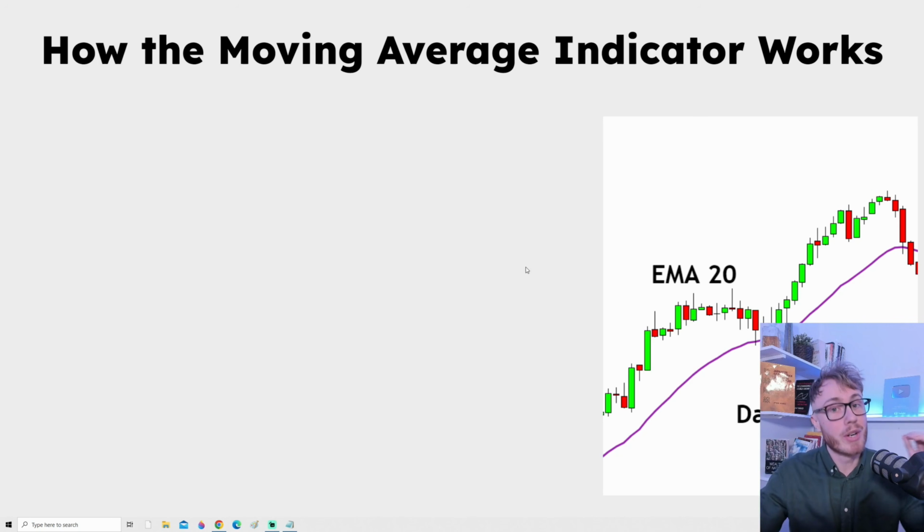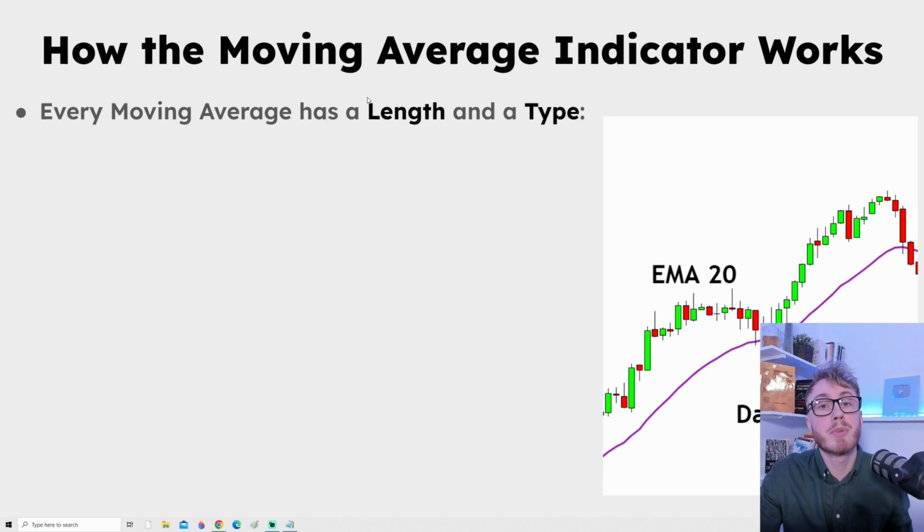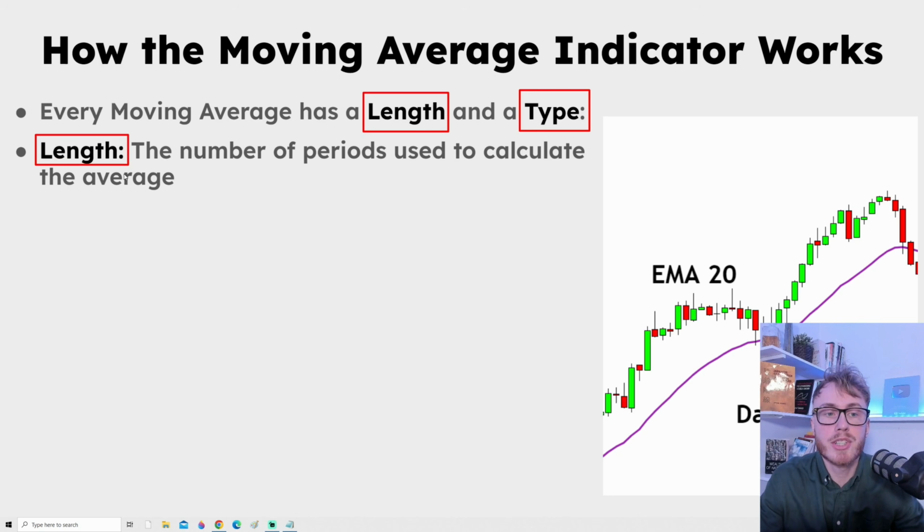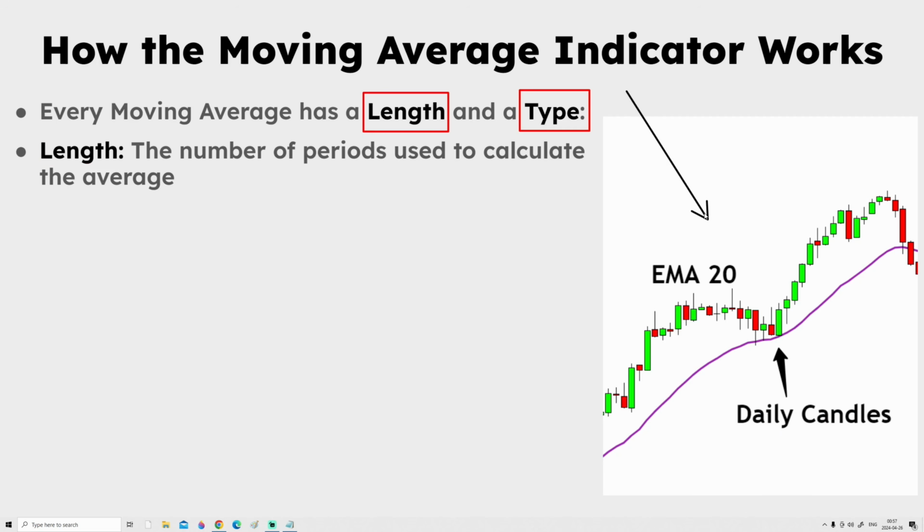As I already mentioned, in order to use moving averages effectively, we of course need to understand how they work. Every moving average has two classifications. They have both a length and a type. And the length of a moving average refers to the number of periods used to calculate the average. So if you, for example, take a look at this chart right here, you can see that this purple upsloping line is a moving average. And to be more precise, it's an EMA 20. And it is this number right here that refers to the moving average length. So in this case, the moving average is based on 20 periods.